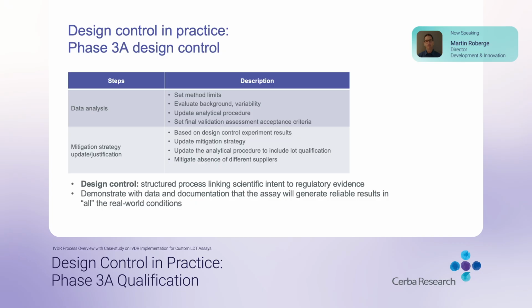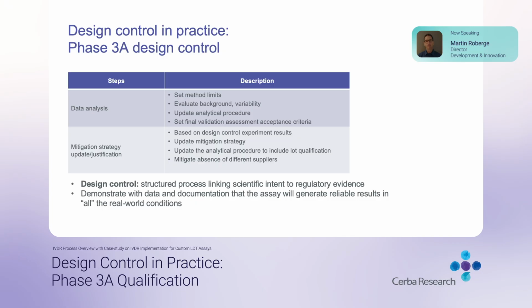And then based on that, you can update again your analytical procedure in parallel to make sure that your assay is very well controlled for the analysts that are going to be doing the assay. And then based on all of that data, you can set final validation assessment acceptance criteria. So these are the preset acceptance criteria that are going to be used for method validation. So we've talked about this a little bit. So there's mitigation strategy and the justification.